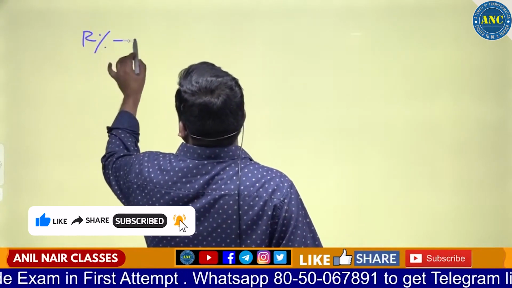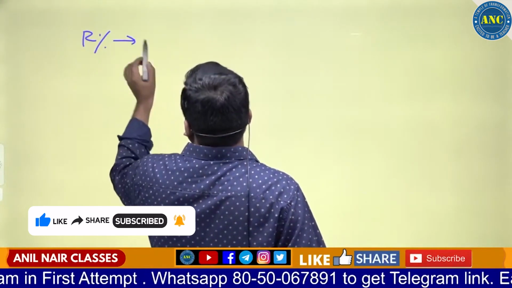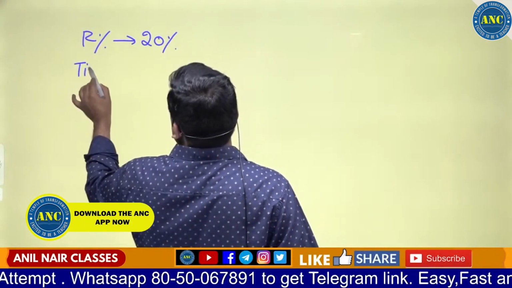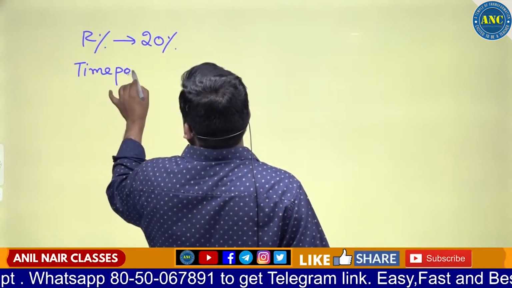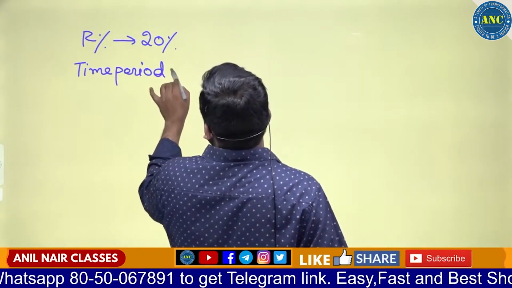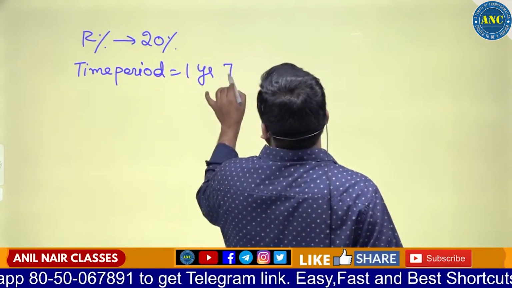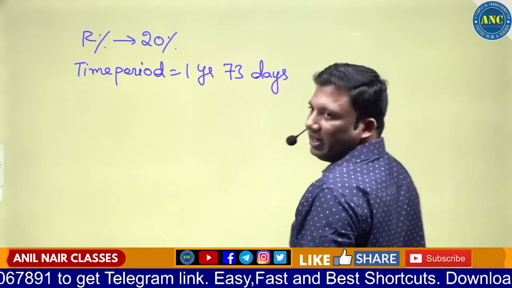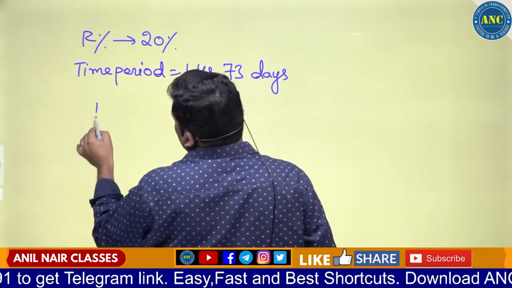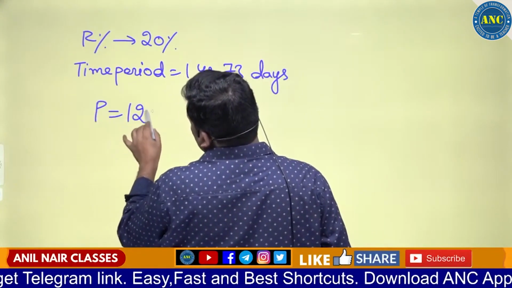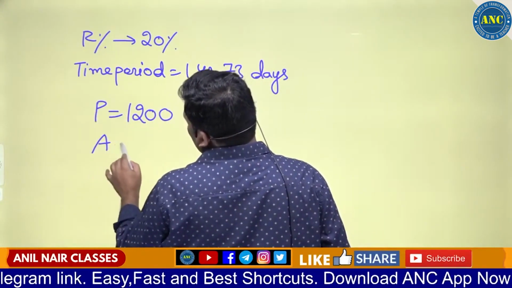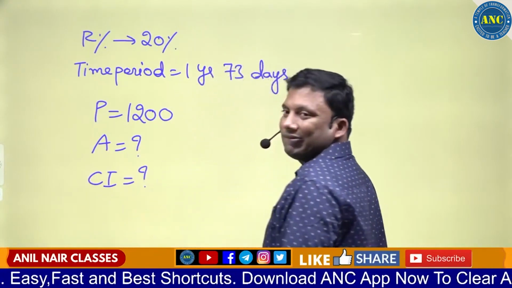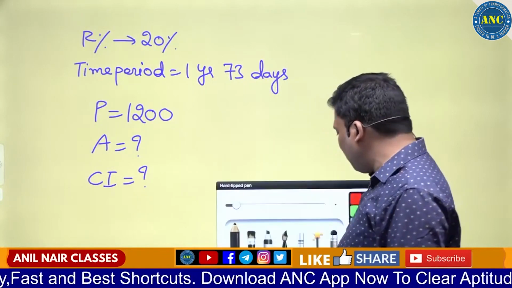R percentage, see here sir, R percentage, 20%, time period, it is 1 year 73 days, principal it is 1200, amount how much, and compound interest how much.